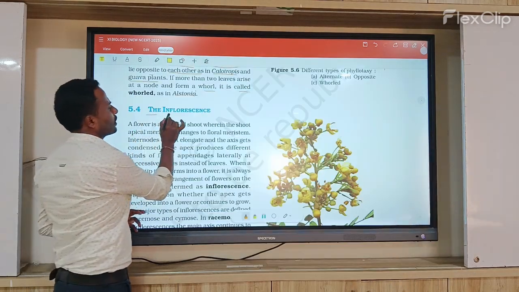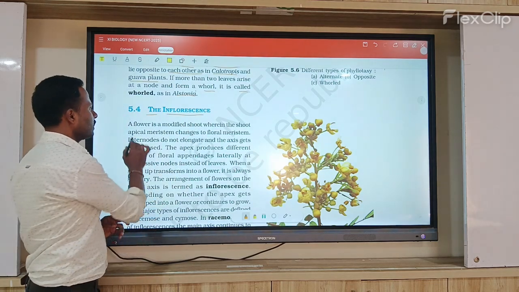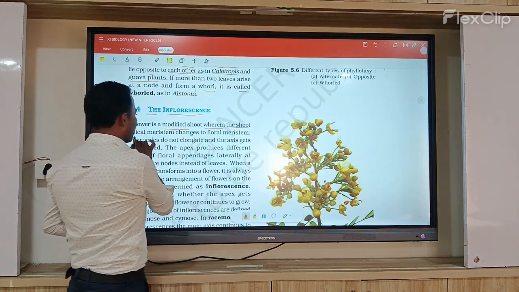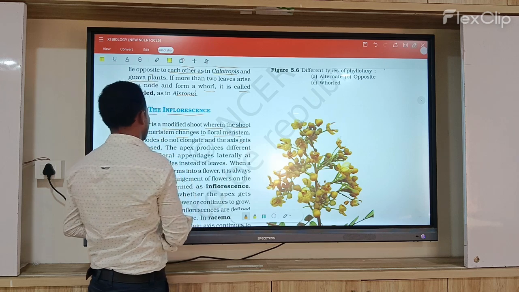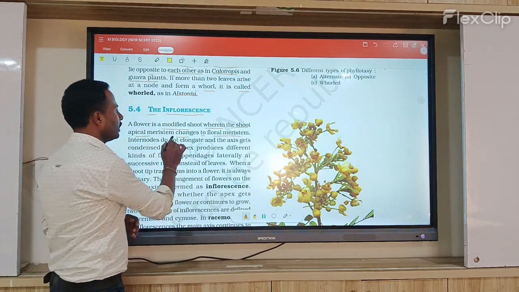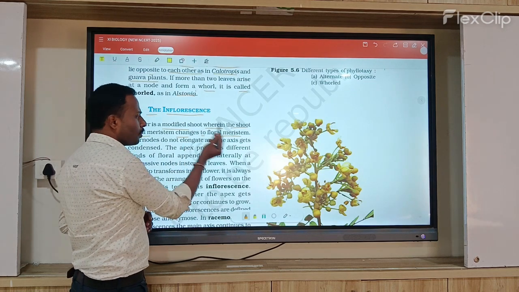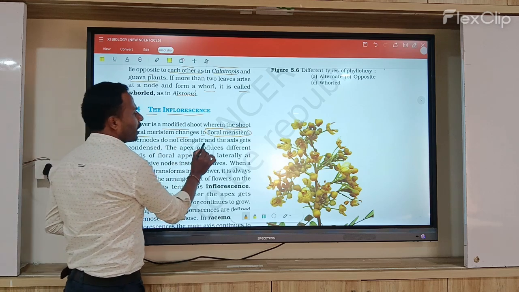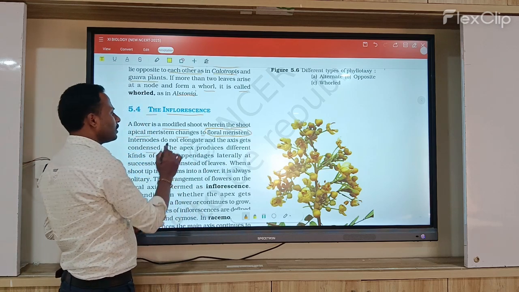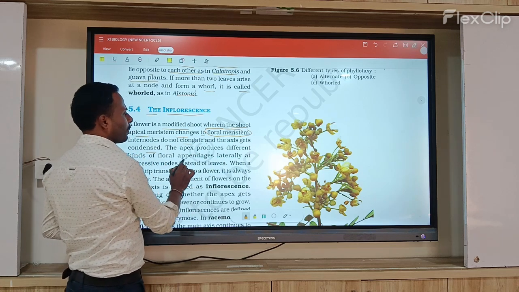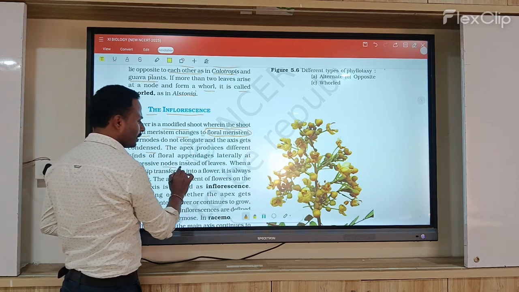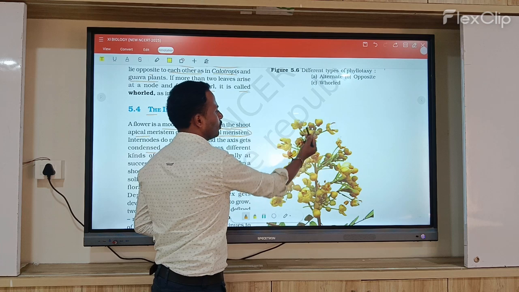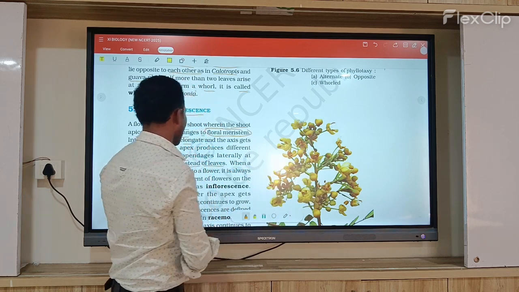The next topic is the inflorescence. A flower is a modified shoot, where the shoot apical meristem changes into a floral meristem. That is called an inflorescence. Here the shoot meristem is completely modified into a floral meristem. The internodes do not elongate and the axis gets condensed. The apex produces different kinds of floral appendages. Laterally, the successive nodes bear flowers instead of leaves.